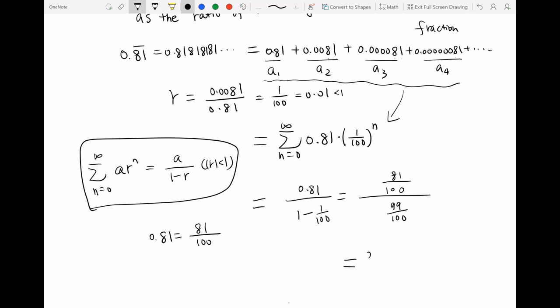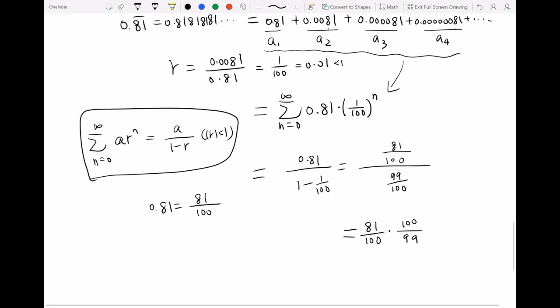So keep, change, flip, right? 81 over 100 multiplied by 100 over 99. 100 over 99. What cancels out? The 100s cancel out. What about 81 and 99? We have to reduce it by 9, right? Yeah. So you got 81 over 99, but it can reduce.